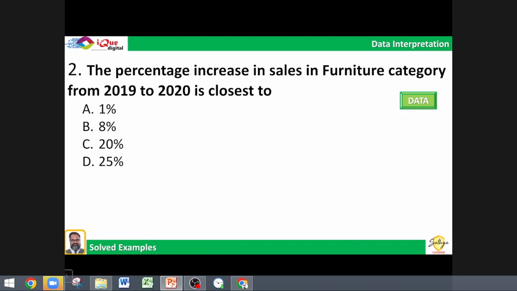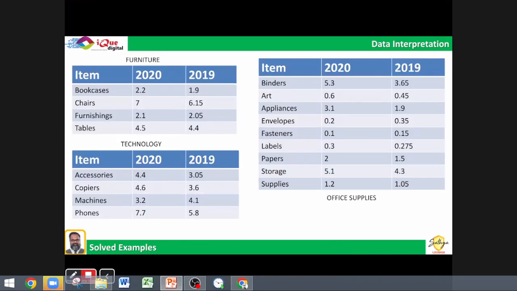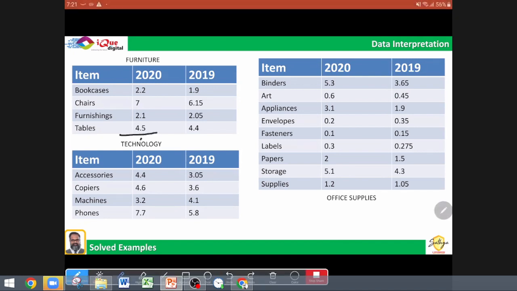Then the second example, percentage increase in sales in furniture category from 2019 to 2020. So for furniture category, I have four things, right? So once I add up all those numbers, I will be easily able to find out the difference in the data. So if I go and take a look at the data, the furniture category for 2020, I have the four numbers 2.27, 2.1 and 4.5.